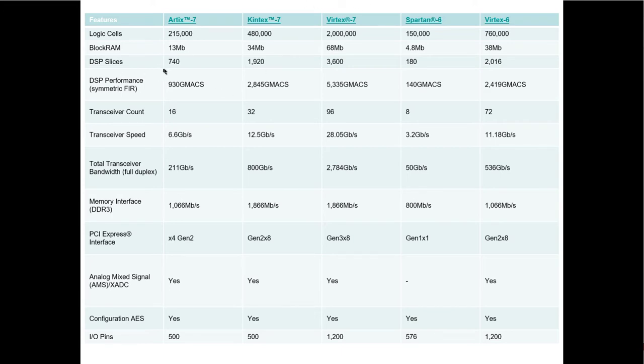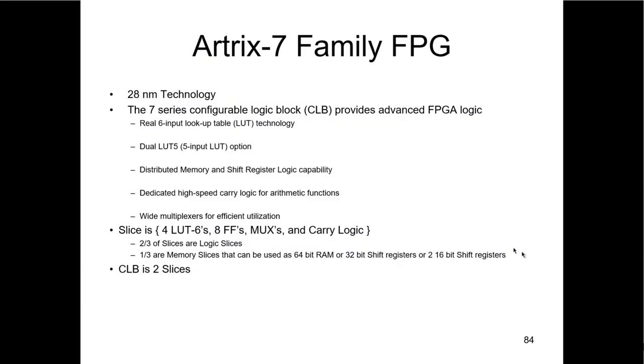There are 740 DSP slices. So some of those logic cells have DSP slices, and some of them just have the regular slices. So that's 215, and each of those has 2 slices. Okay, and then you just saw what those slices are. Let me go back to that. So each of those slices is 4 LUT 6s, 8 flip-flops, a bunch of multiplexers, and carry logic. And again, 2/3 of them are logic slices and 1/3 are memory slices that have extra memory cells. And your configurable logic block has 2 of those slices in it.